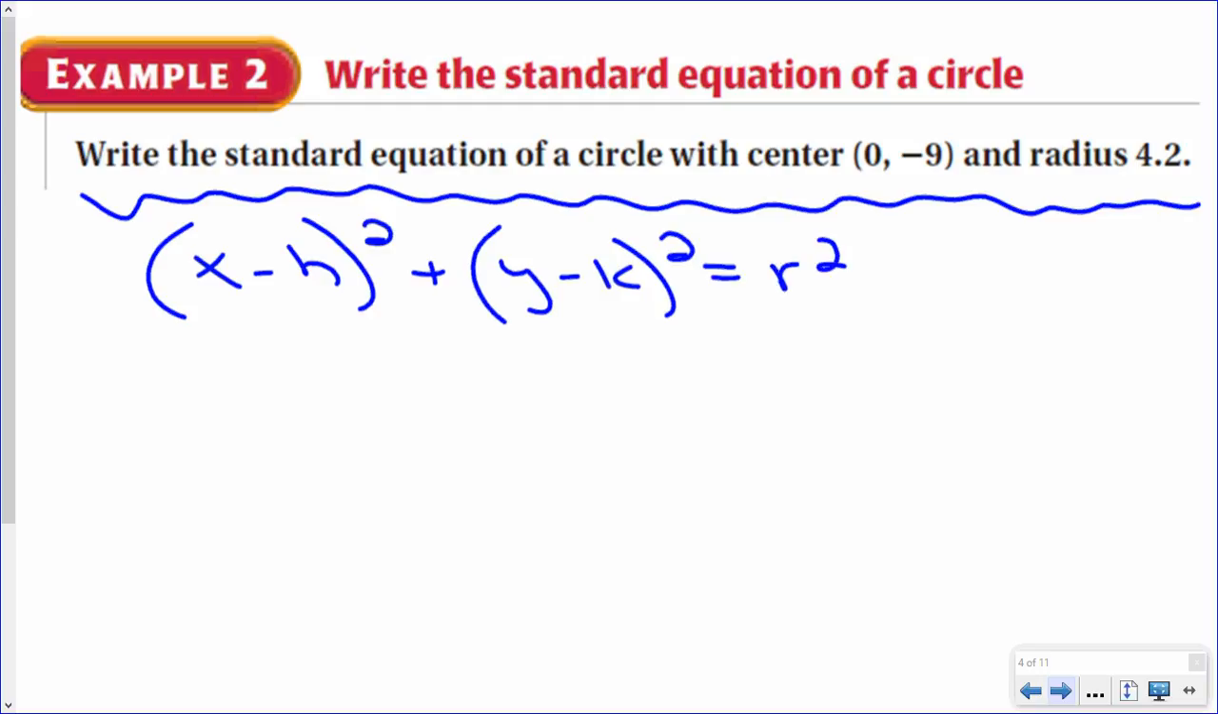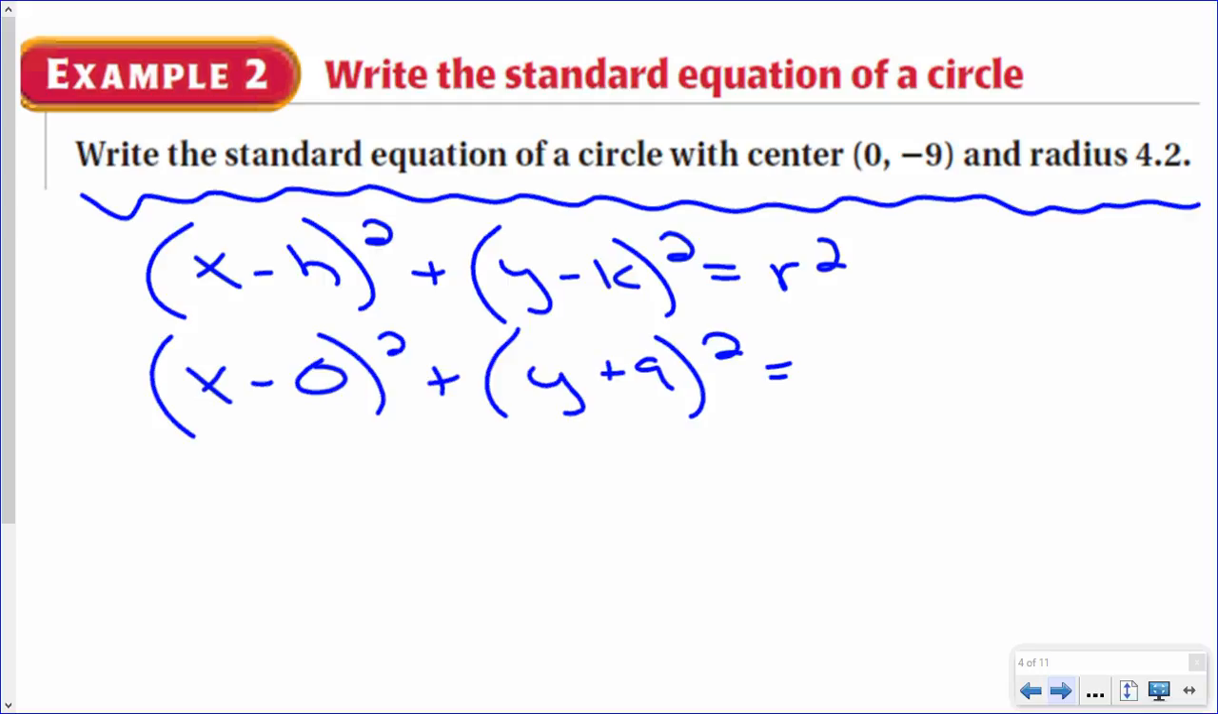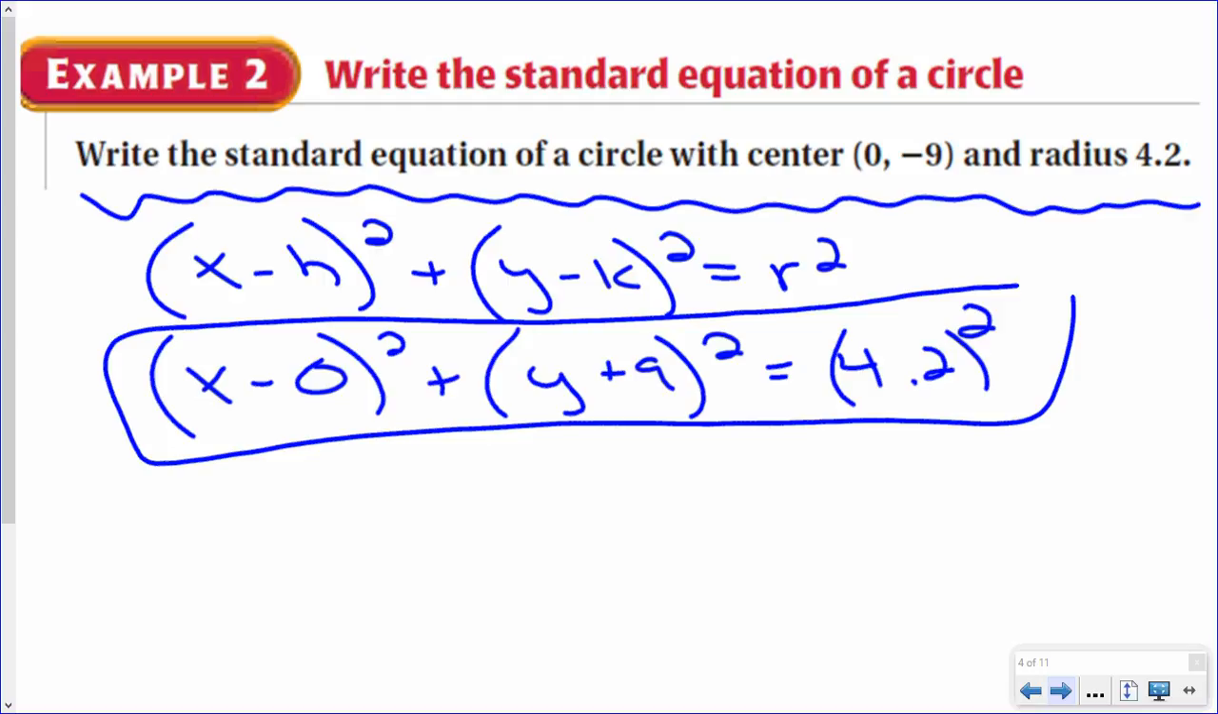All right, let's just fill in like crazy. So the first thing, you're going to have x minus 0 squared plus y subtract a negative 9. Two negatives, you have to remember, turn into a positive: 9 squared equals 4.2 squared. This is an acceptable final answer. If you would work it out here, you could leave the 0 off. You could actually take 4.2 squared, but it's fine either way.